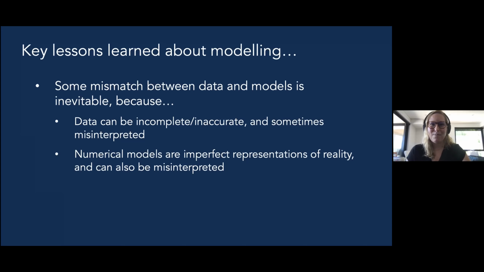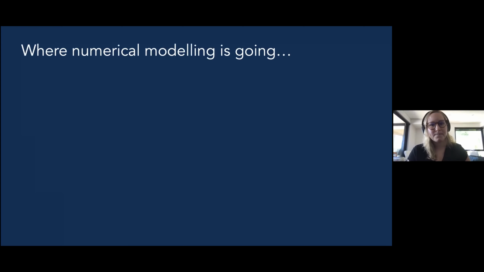a model. But for me, it was actually quite instructive because these data-model mismatches can really help us to learn something new about process, and they can highlight areas where our interpretations of the record or our understanding of process could be improved or is currently incomplete.